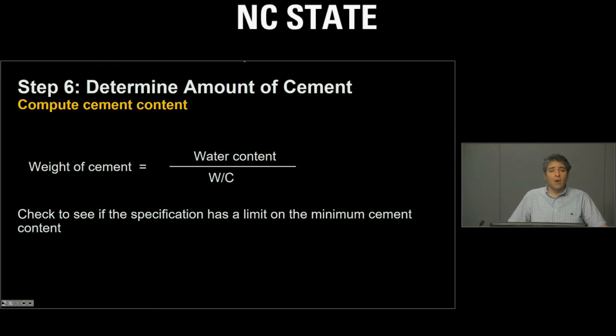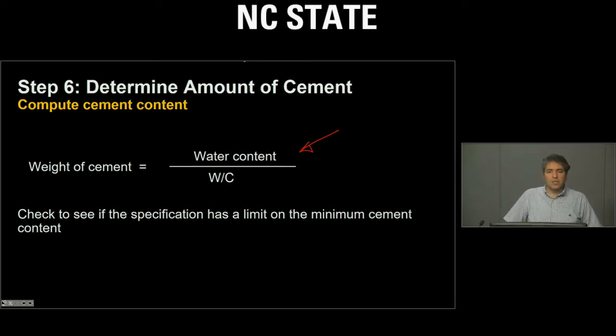We have already calculated the water content. We have also at this point selected the water cement ratio. Now we can do a very, very complicated computation to figure out the weight of the cement, and that very complicated computation is shown over here. We divide the water content by the water cement ratio, and we figure out what the weight of the cement is. In addition to this, at this step, you have to check whether there is a limitation on the minimum or maximum, for that matter, cement content.